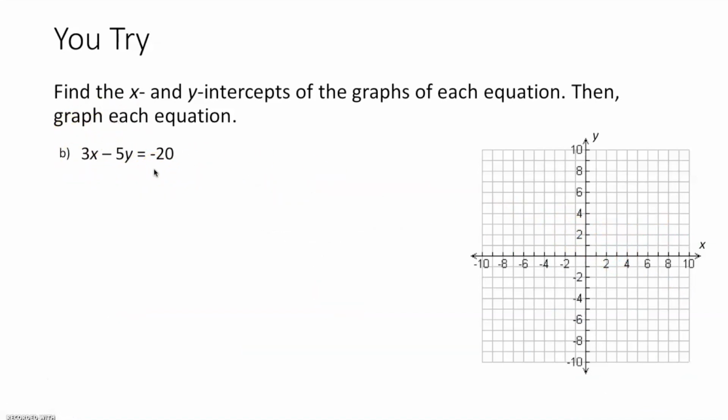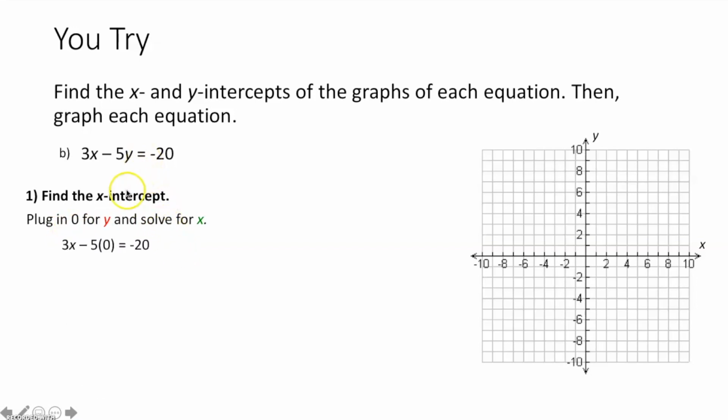Part B, doing the same thing. What we want to do, first, find our x-intercept. How do we find the x-intercept? That's plug in 0 for y and solve for x. So we take our original equation, we're going to plug in 0 for y, and we're going to solve for x. So what's negative 5 times 0? That's 0. And what's 3x minus 0? That is 3x. Now to get x all by itself, I got to get rid of this 3, move it to the other side. Since it's 3 times x, I do the opposite, the inverse. I divide both sides by 3. That way these cancel out, and over here I get x is equal to negative 20 thirds, or negative 6 and 2/3.